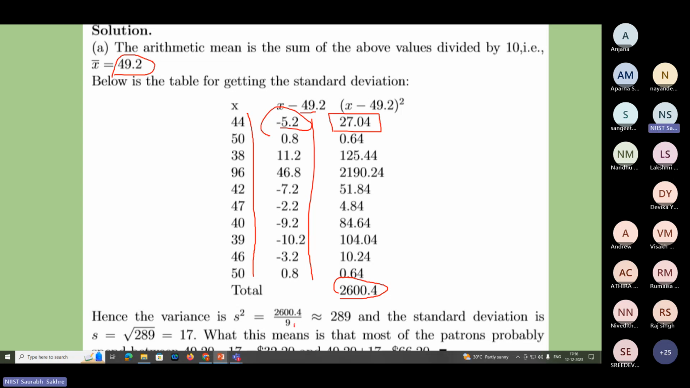Here you can see we have divided by 9. Sample points are 10, but we have taken 9. Why we deducted 1, you have to tell me tomorrow, and it is also there in the assignment. So the variance is s squared equal to this, and the standard deviation, of course, is s, the square root of the variance, which is about 17.